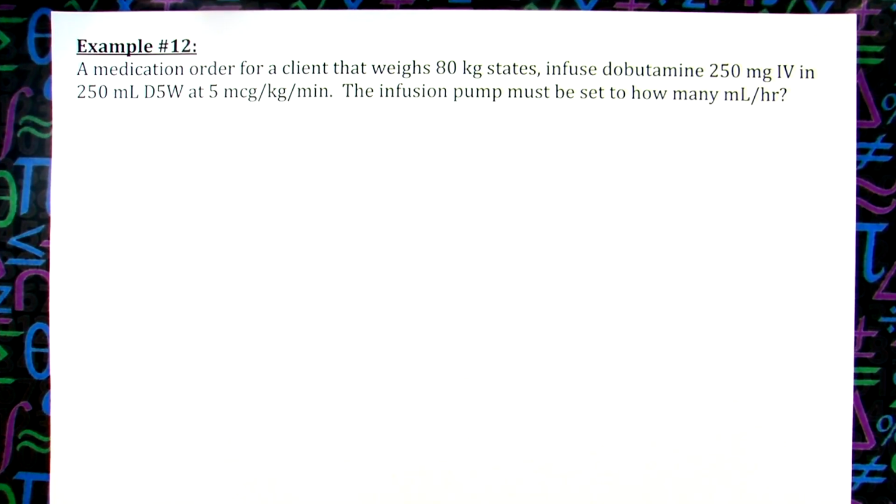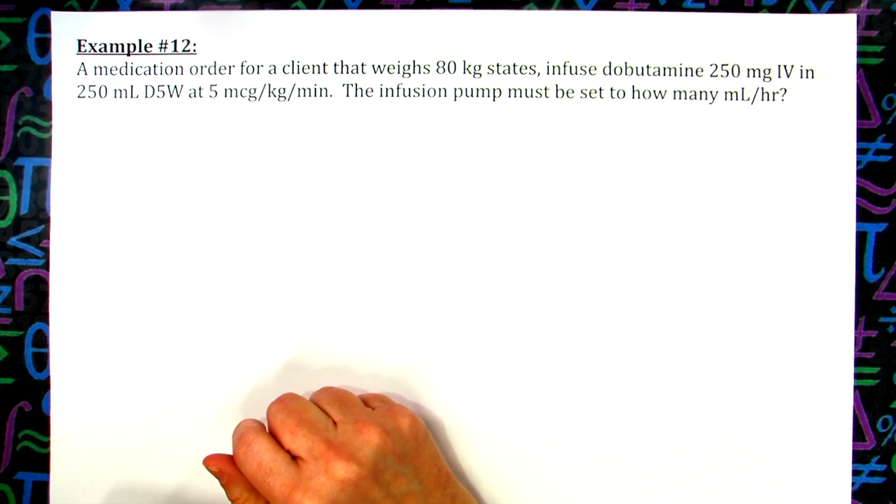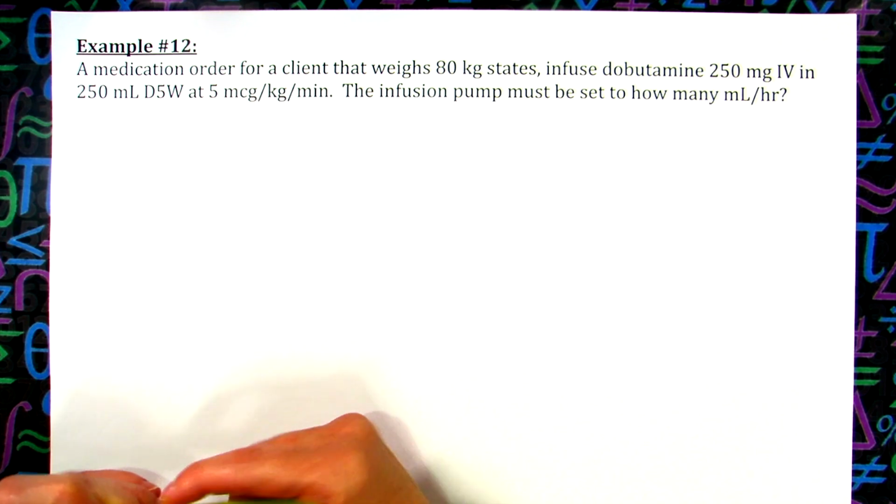Example 12. A medication order for a client that weighs 80 kilograms states to infuse dobutamine 250 milligrams IV and 250 milliliters D5W at 5 micrograms per kilogram per minute. The infusion pump must be set to how many milliliters per hour?